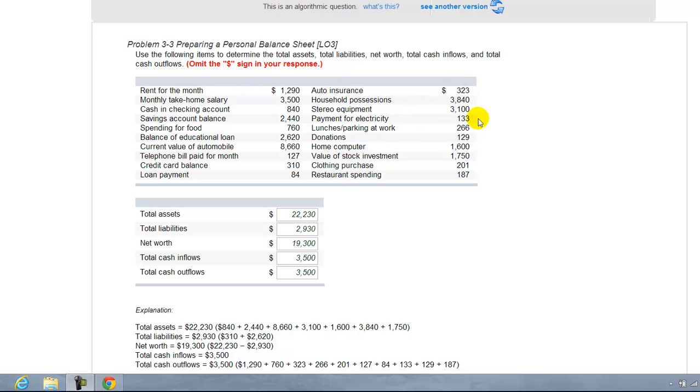Payment for electricity, $133, that's an outflow. Lunches, $266, that's an outflow. Donations, $129, outflow. The clothing purchase is $201, that's an outflow. And also restaurant spending, that's $187, that's an outflow. Anyway, all those outflows should equal this list of things right here, which would be a total of $3,500.